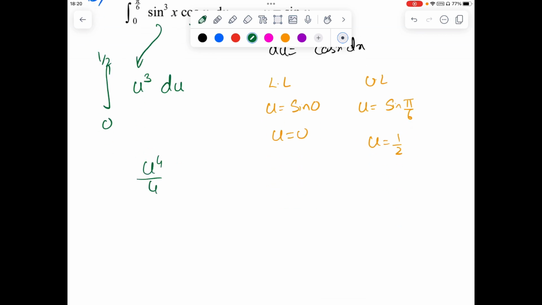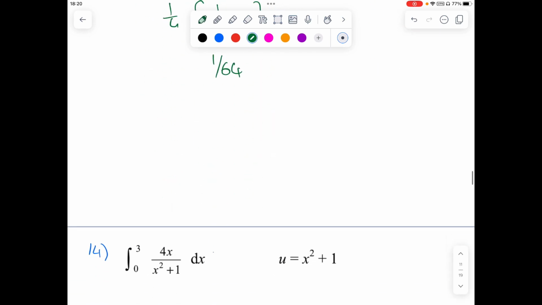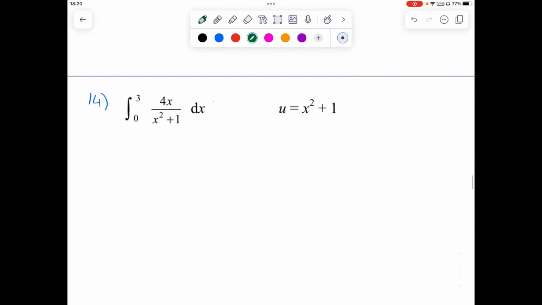So what does that become? u power 4 upon 4 from 0 to 1 upon 2. So 1 upon 4, plug in 1 upon 2 whole power 4 minus 0 power 4. So 1 upon 4 times 1 upon 16 minus 0, which is 1 upon 64. Question number 14. du equals 2x dx. Change the limits. Lower limit, u equals 0 plus 1, u equals 1. Upper limit, u equals 3 square plus 1, u equals 10.